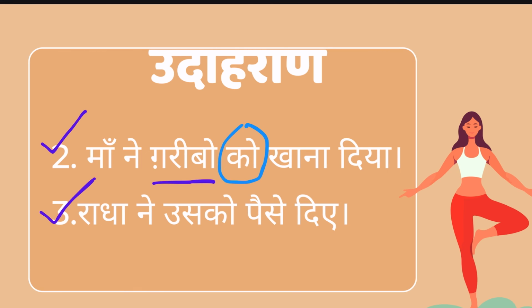Next example. राधा ने उसको पैसे दिए. Radha gave money to her. उसको पैसे दिए. Now us means her and her is a pronoun. So we merge ko and it becomes usko. One word. Garibon ko will be in two words, but when you combine ko with pronoun, it becomes one word. Usko.